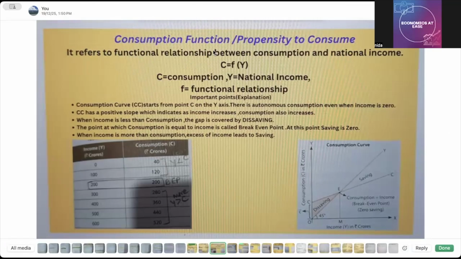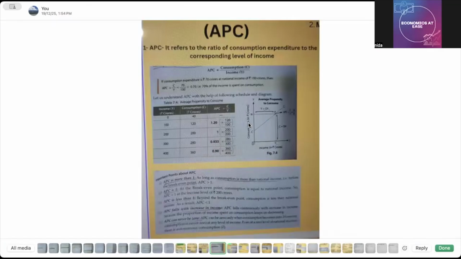Now the consumption function, the propensity to consume, that is how much we are able to consume from income. It is the functional relationship between consumption and income. When income is less than consumption, it is a condition of dissaving. When income and consumption are equal, it is the break-even point and the saving is zero. And when income is more than consumption, there is positive saving. I've explained each and everything in the previous videos.